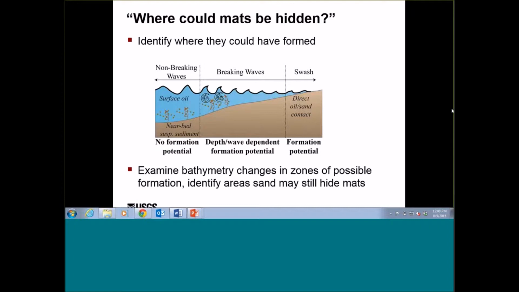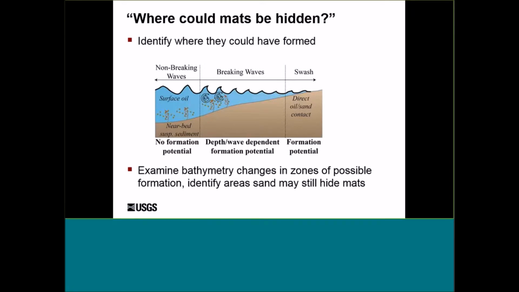We didn't do the second part of it, but the second part was to say, all right, now we know where they could have formed. Where could they still remain? That was done using aerial imagery and stereo-ortho imagery. As you heard before, the beach was in an erosional state in most places when Deepwater Horizon happened, and so sand tended to come back. Anywhere where that happened and oil mats could have formed was a potential location to look for these things. And they actually found several by looking in these locations where there had been accretion.